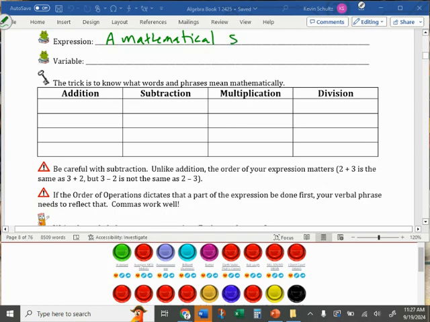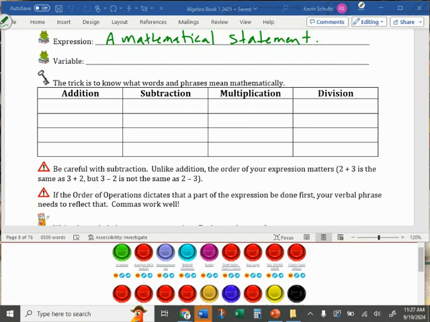A mathematical statement. So we are going to work with variables today, but we're not going to solve anything unless I give you a value for the variable. You can plug it in, and then you can solve the expression. You can evaluate the expression and give it a value. An expression just by itself, no equal sign, is a mathematical statement.